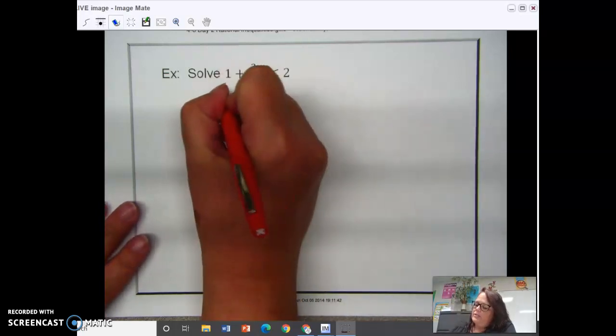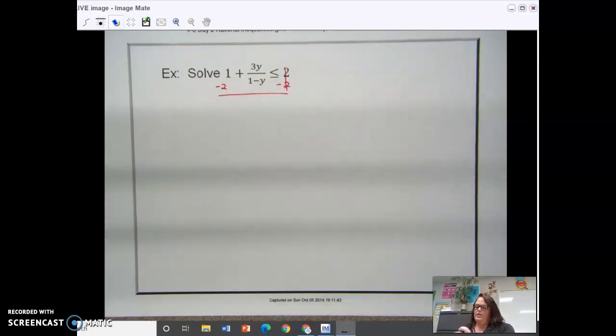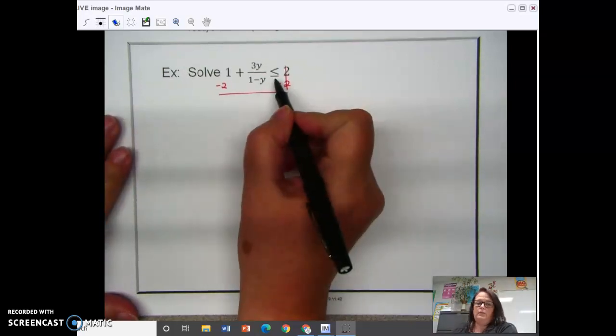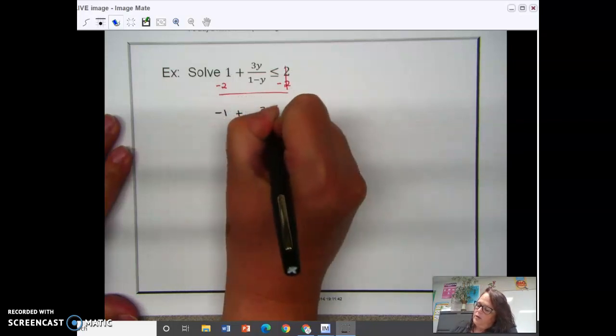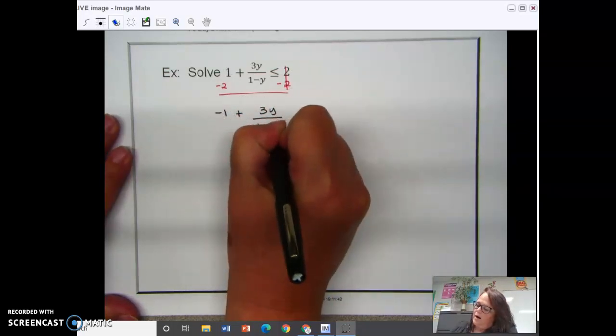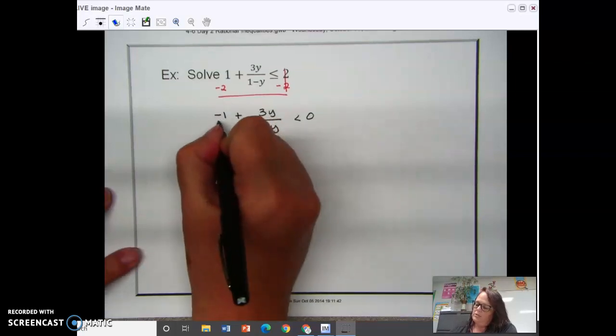So I'm going to go ahead and subtract 2 from both sides. And so subtracting doesn't change the inequality. Again, that's why we can't multiply through by the LCD, is because we don't know what to do with the inequality when we do that. So we have -1 plus 3y over 1 minus y is less than 0. So I've got my first goal of getting 0 on one side accomplished.